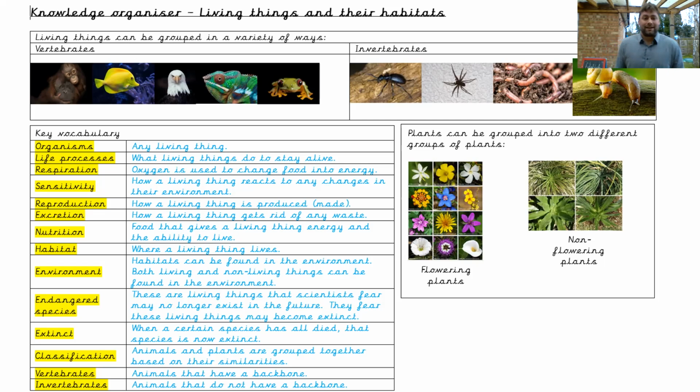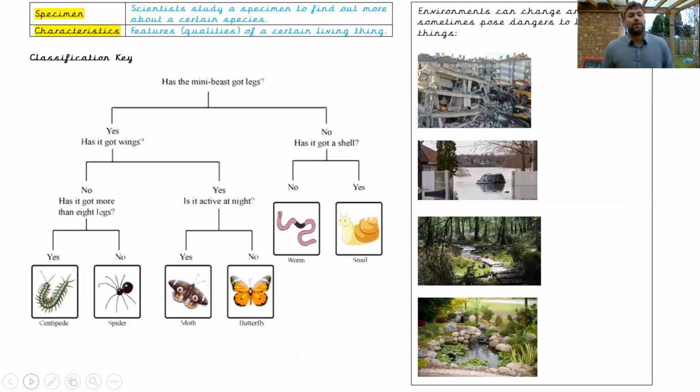They don't exist anymore. Classification. This is how animals and plants are grouped together based on their similarities. Vertebrates and invertebrates we've already discussed. So vertebrates have backbones and invertebrates do not. And then our final two. A specimen: scientists study a specimen to find out more about a certain species. So if you were to, let's see here, I've got a leaf that I've just picked off a plant in my garden. I can use this specimen to test on it to find out more about this leaf and where it came from and more about the plant. Characteristics are features or qualities that living things have. So for example, birds have wings, fish have fins, human beings have toes and fingers and thumbs. So they're kind of characteristics.